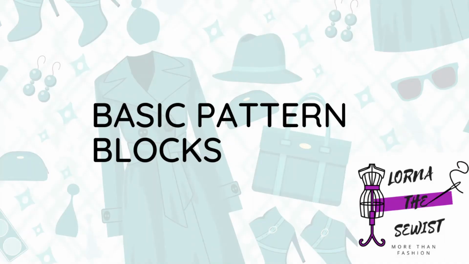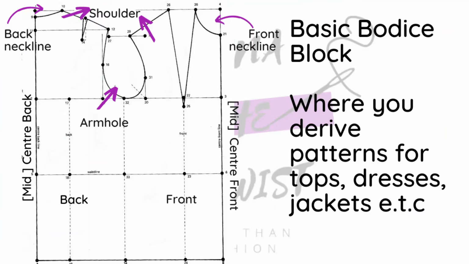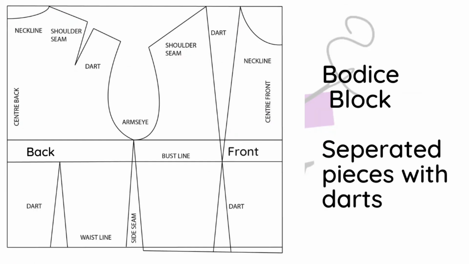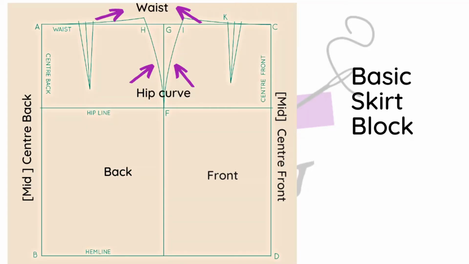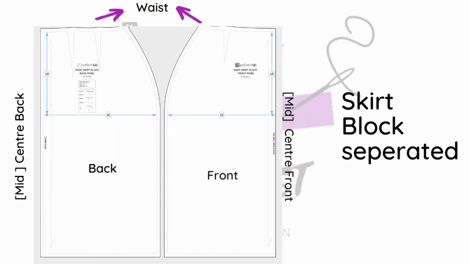I wanted to show you how a basic pattern block looks before they're separated, after drafting and after they're separated. We're going to start with the basic bodice block, which is used to make dresses, tops and jackets. And this is how it looks when it's basic. Then when you move on to the next one, that is two separated pieces of a top or even for a jacket. This is without any dart manipulation. And then the next one is a dress piece. After that, you get into the basic skirt block. This is how it looks when you're drafting. And the next slide shows you how it looks when they're separated.